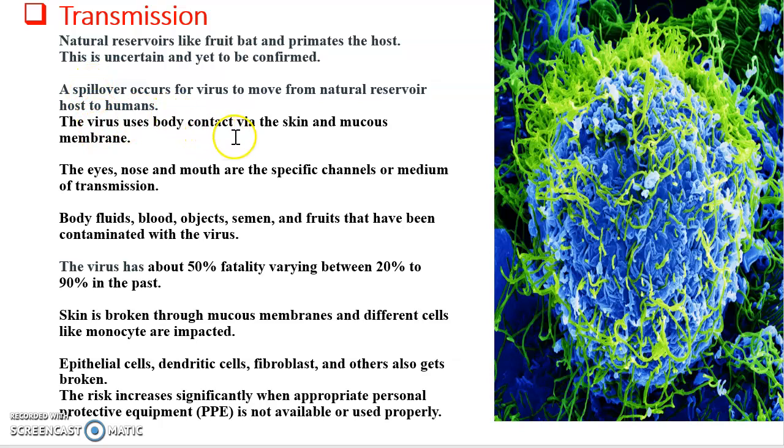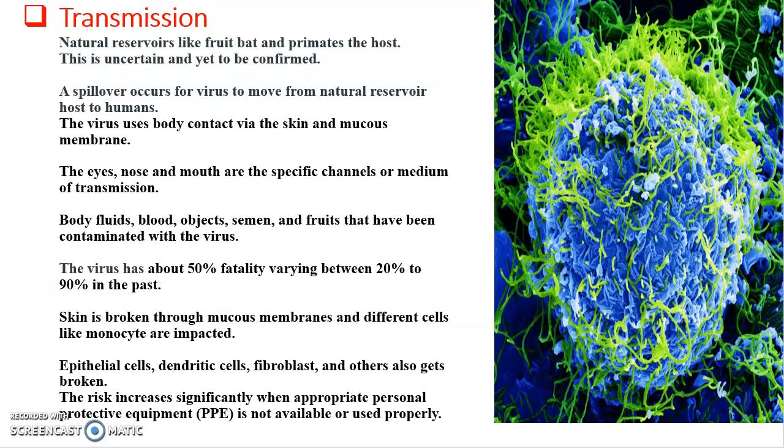host to humans. The virus uses body contact via the skin and mucous membrane. The eyes, the nose, and mouth are specific channels or mediums of transmission. Body fluids, blood, objects, semen, and fruits that have been contaminated with the virus are ways in which people can actually contract the virus. In terms of fatality, it has a very high fatality, 50% fatality, between 20 to 90% in the past. Skin is broken through mucous membranes and different cells. So that's how the virus impacts the infected person. It goes through the skin, especially through the mucous membrane, and different cells like the monocytes become impacted. Epithelial cells, dendritic cells, fibroblasts, and others also get broken when the virus is able to impact these areas.